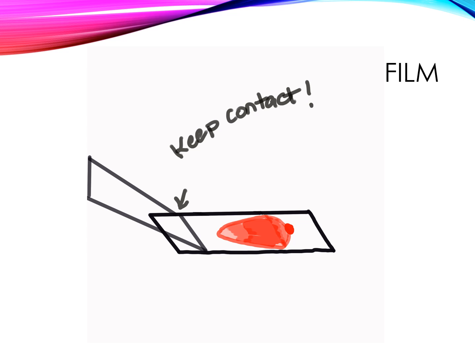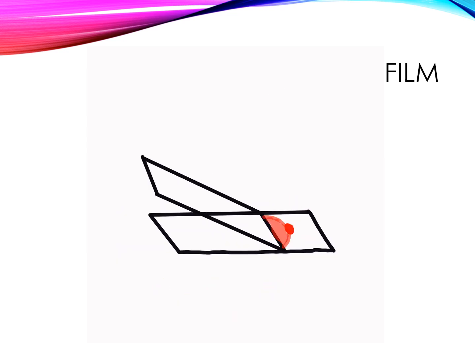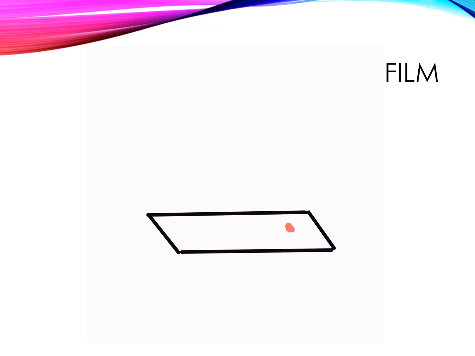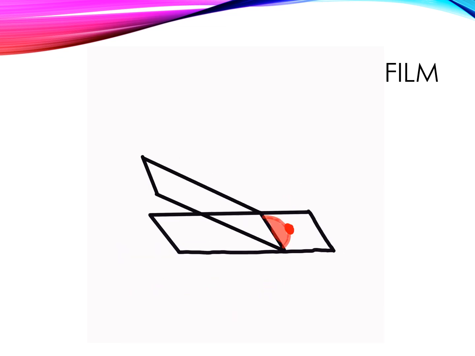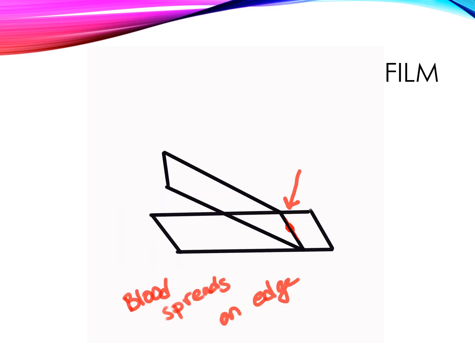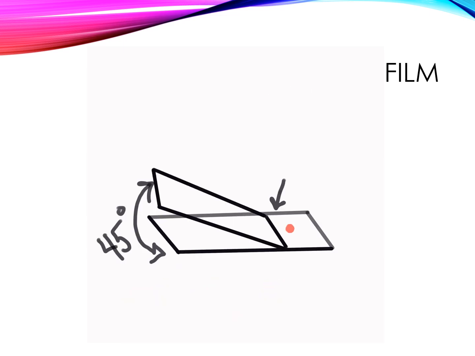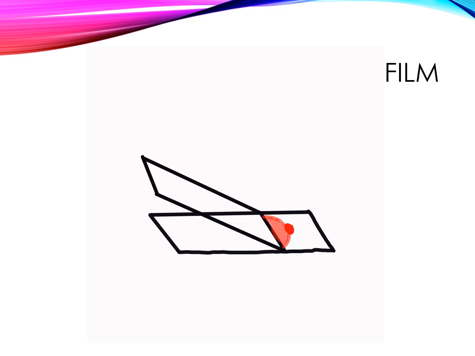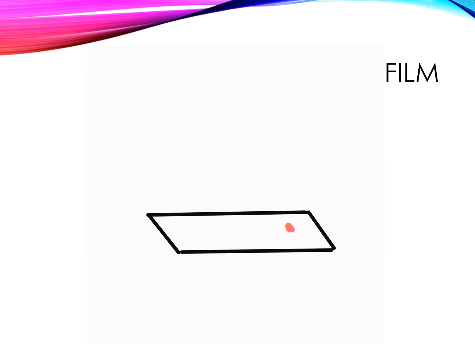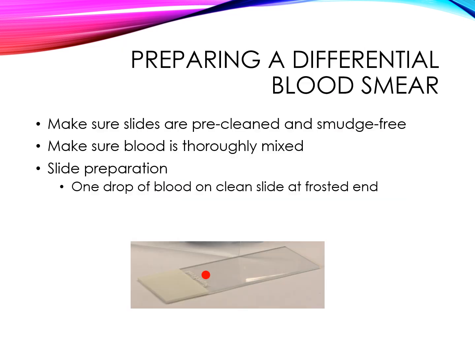And there's two ways of doing this. You can either push into the blood and then pull back, or you can come from behind the drop of blood and push forward. So most people pick one that works for them, as long as you can get that nice feathered edge, which we're going to talk about in a second, and that nice bullet shape. Either way is fine.